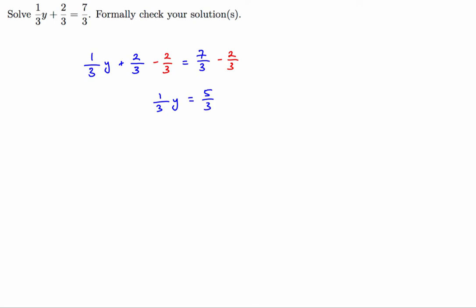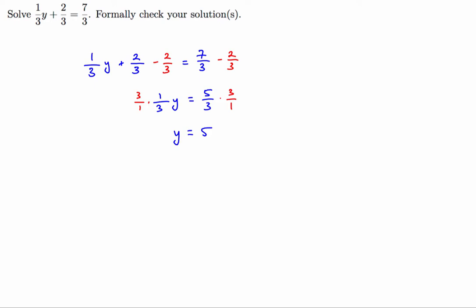To eliminate the coefficient on the variable term, I need to recognize I'm multiplying currently by 1/3, so to cancel that, I will multiply by the reciprocal, 3/1. I'll multiply both sides of the equation by 3/1 and then simplify. 3/1 times 1/3 y leaves us with 1y, and 5/3 times 3/1, the 3's cancel each other out, leaving us with a solution of 5.